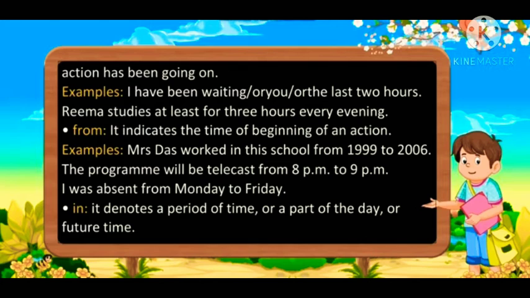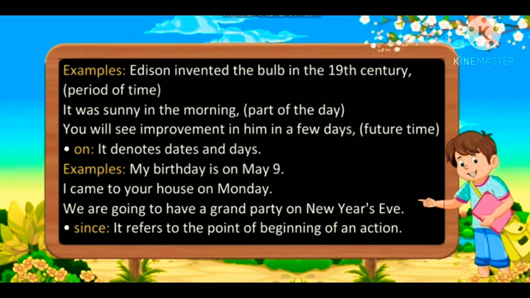In, it denotes a period of time or a part of day or future time. Examples, Edison invented the bulb in the 19th century, period of time. It was sunny in the morning, part of the day. You will see improvement in him in a few days, future time.